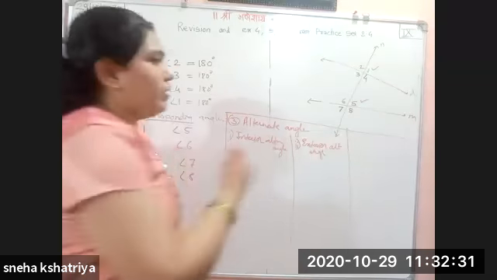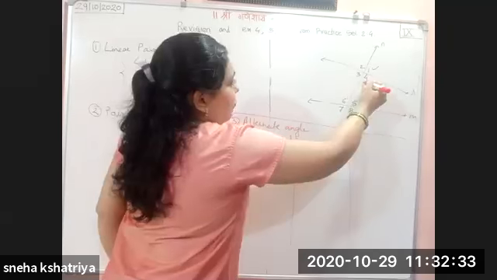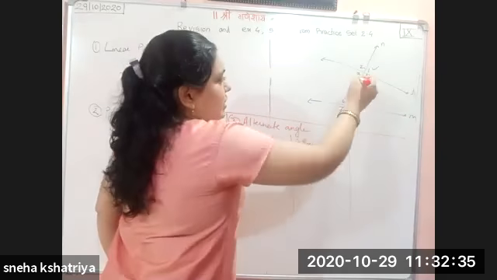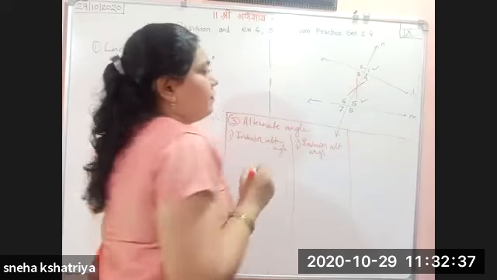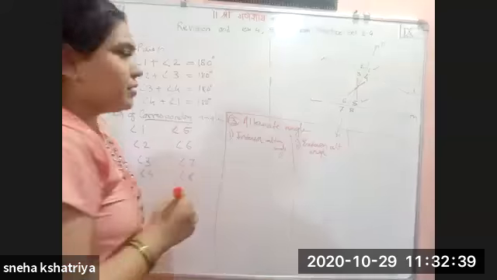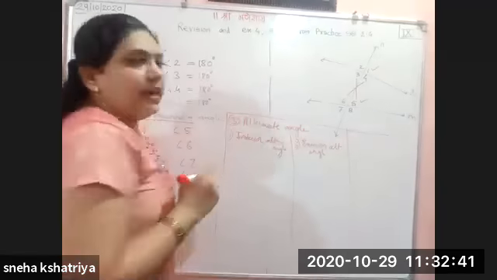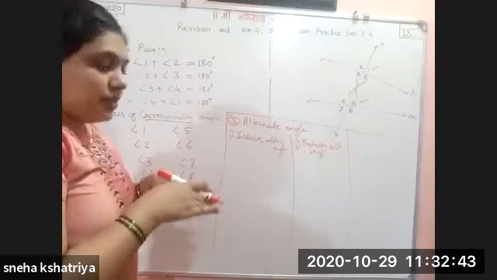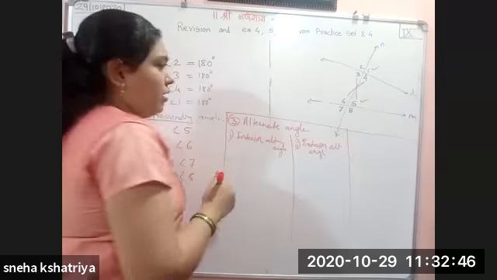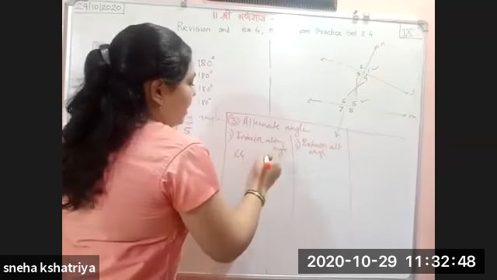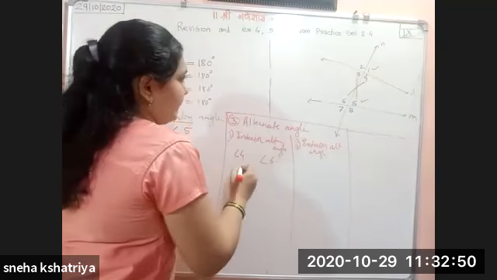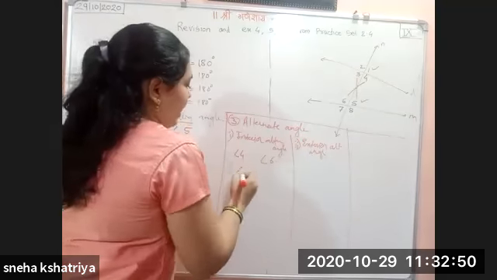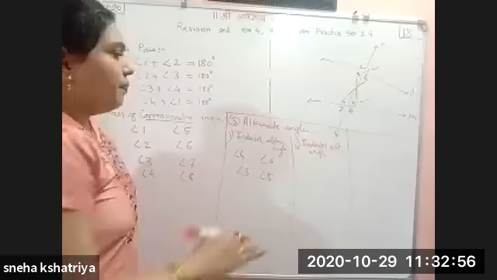Now we have to find the alternate ones. So they have a cross relation, meaning what? This 4 and 6, they make a cross. This 3 and 5, they again make a cross. So they become your interior alternate angles because they lie inside the lines and they form a cross. So angle 4 and angle 6, angle 3 and angle 5 are your interior alternate angles.